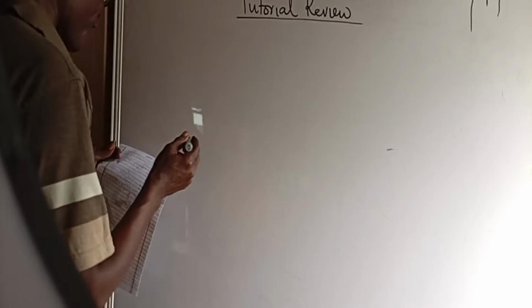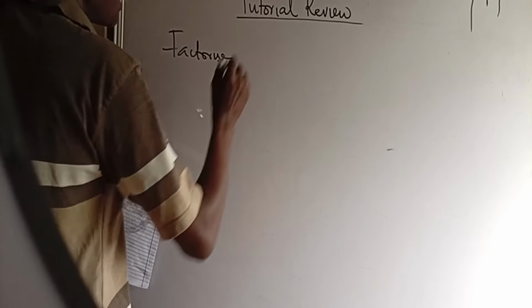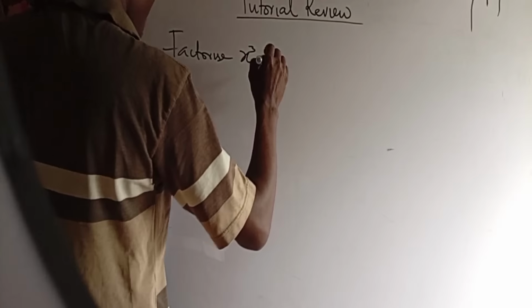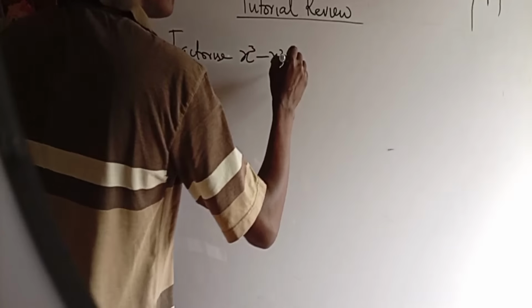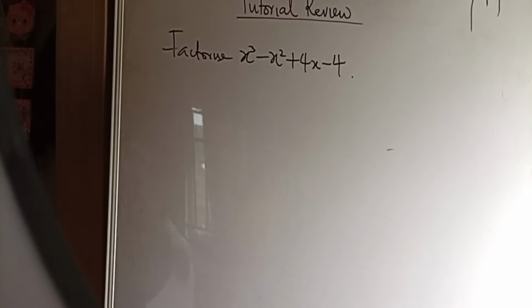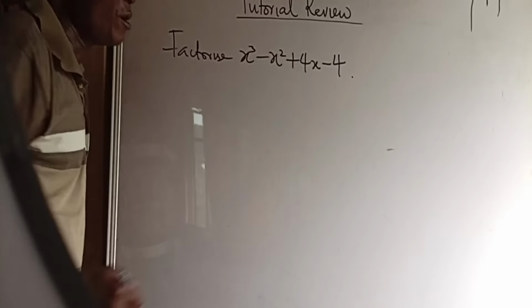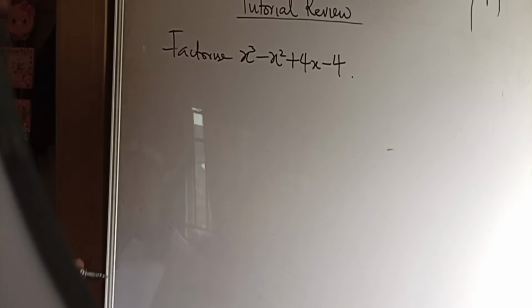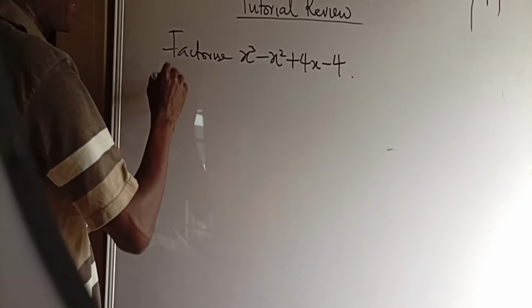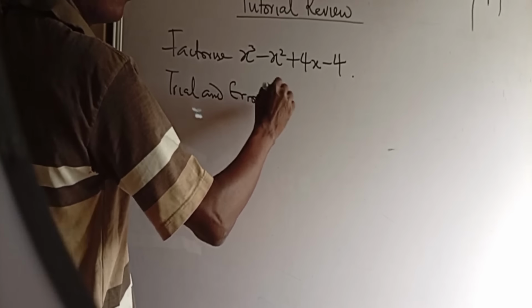Suppose we are asked to factorize x cubed minus x squared plus 4x minus 4. Suppose we want to factorize that expression. What does this mean? We are only asked to find the factors of this expression. Now, there's something we call the trial and error method. What do we mean by trial and error method?